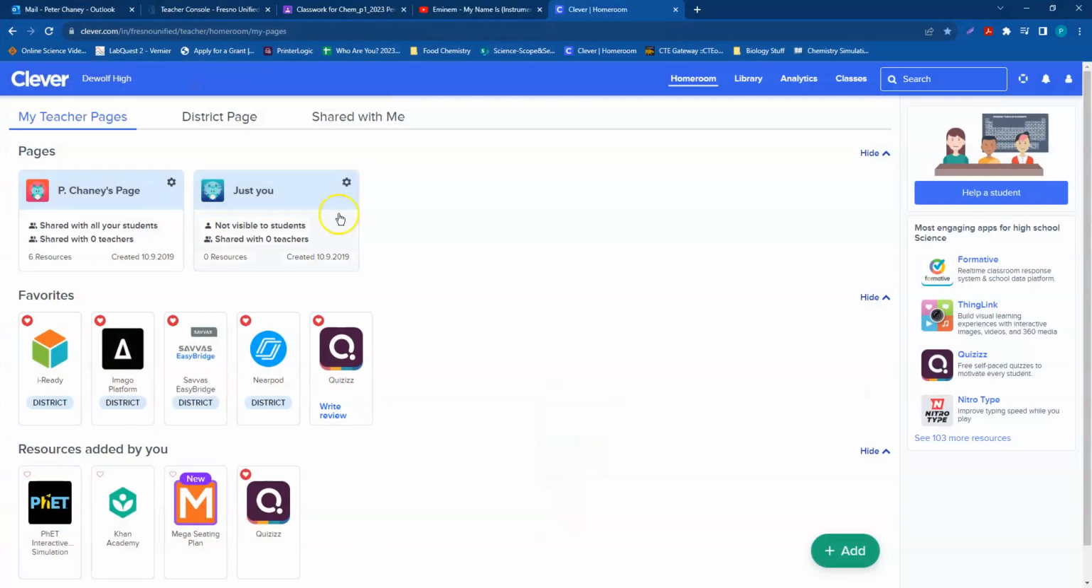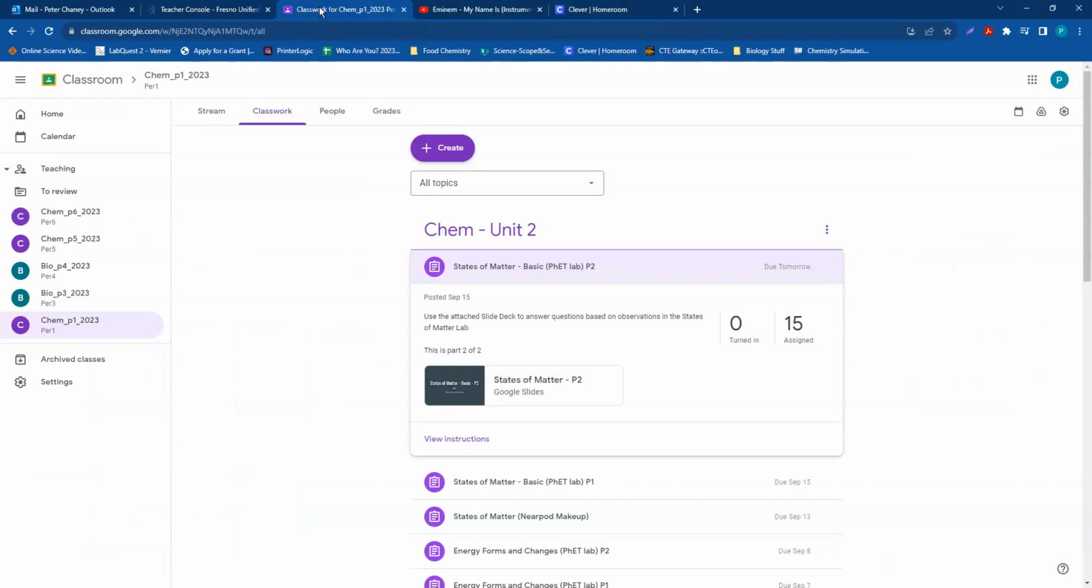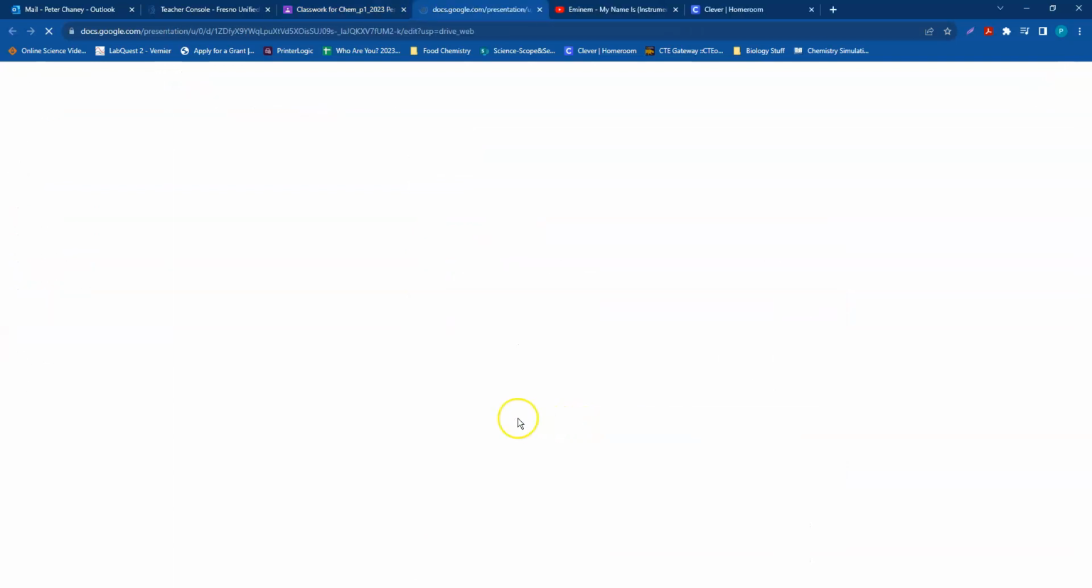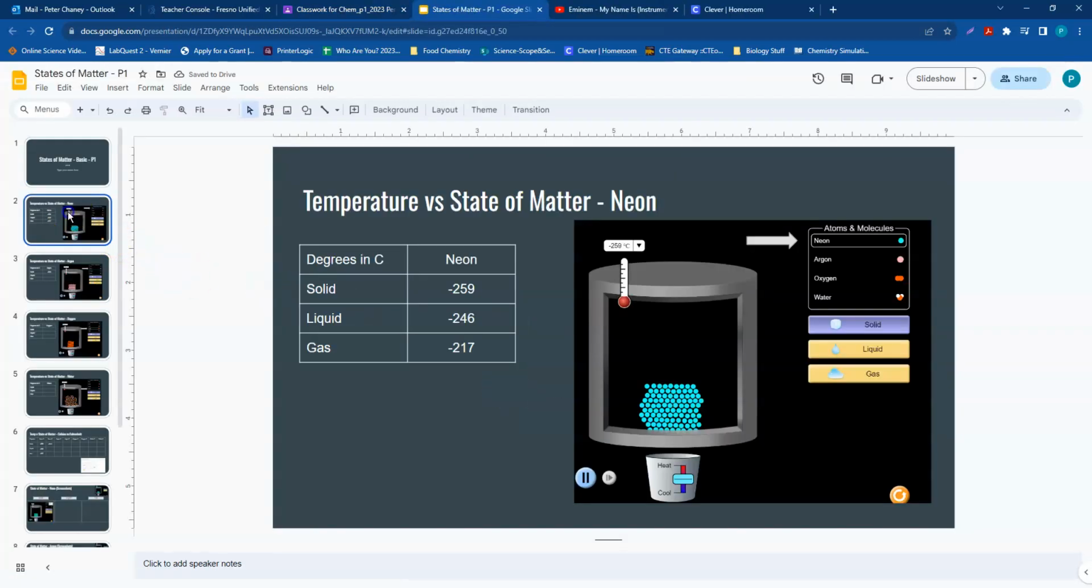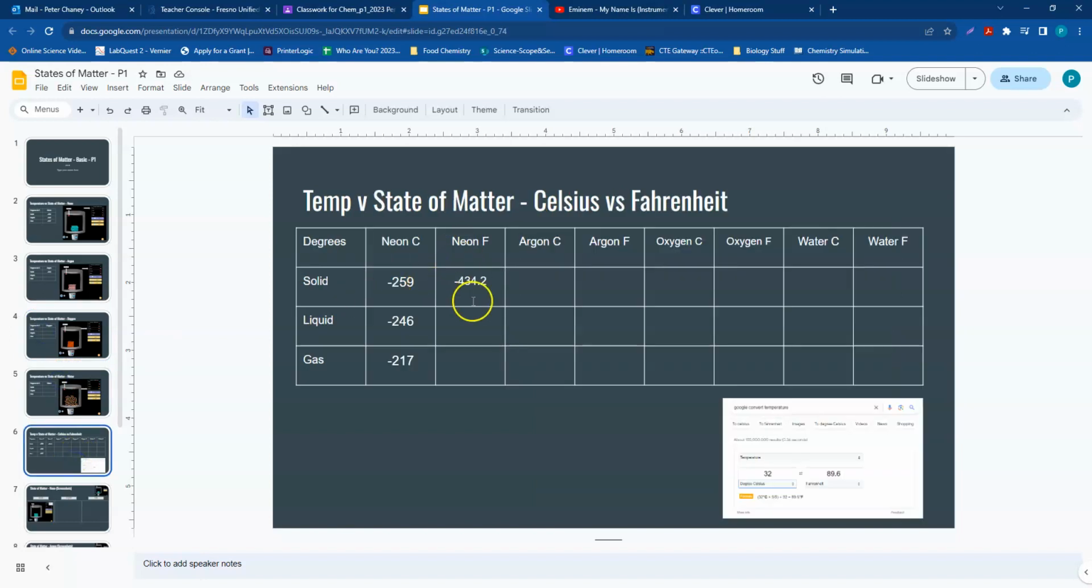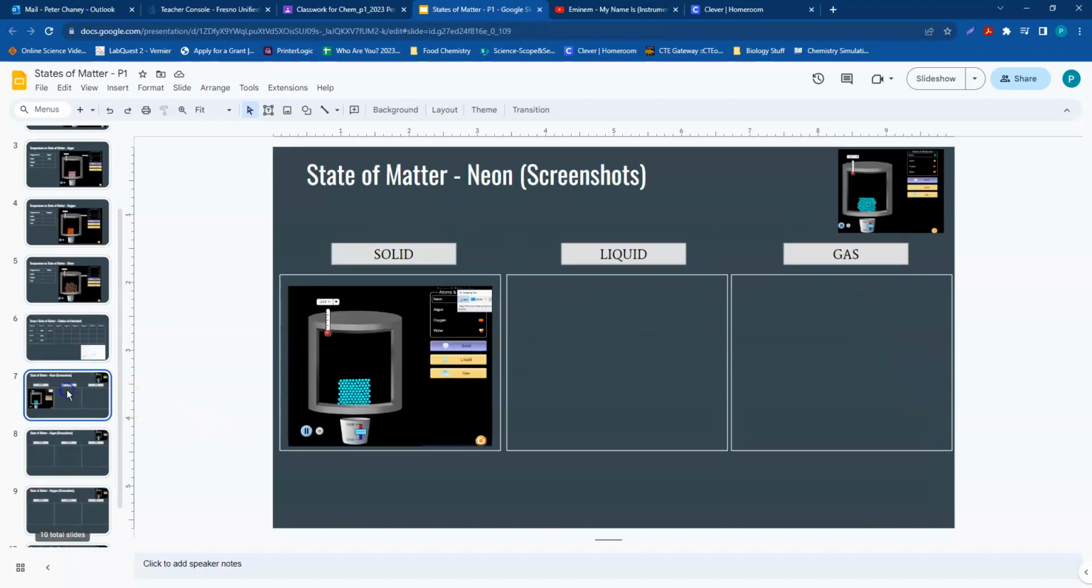So we are working with states of matter. We did part one. Part one with the states of matter on the PhET labs had to do with going through and just finding temperatures, basically. So we went solid, liquid, gas. We did neon, argon, oxygen, and water. Went through, did the temperatures, and we converted to Fahrenheit, and we got our screenshots of solid, liquid, and gas for each one of those.